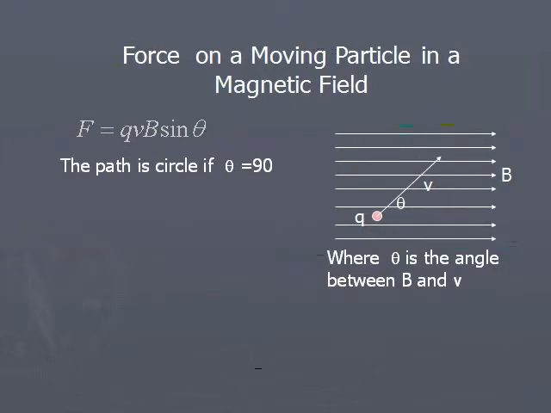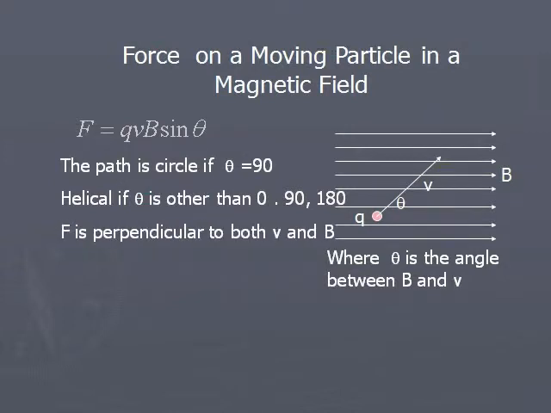If the angle is other than 0, 180 or 90, then the path is helical. The force acts always perpendicular to both velocity and the magnetic field B.